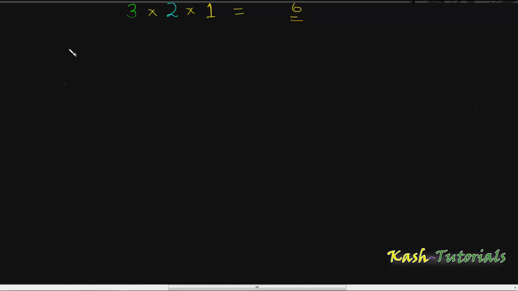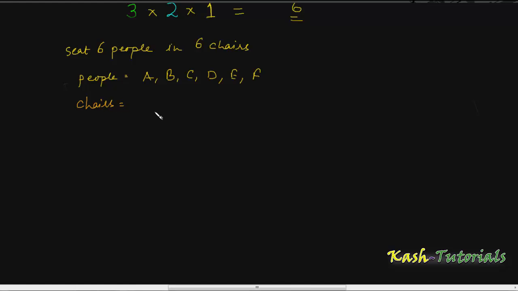Let's see now how we can seat 6 people in 6 chairs. So we are having different people over here. We are having A, B, C, D, E and F as people over here, and chairs which we are having over here are also 6. So these are those chairs: 1, 2, 3, 4, 5 and 6 chair. So let us understand how we can do this.